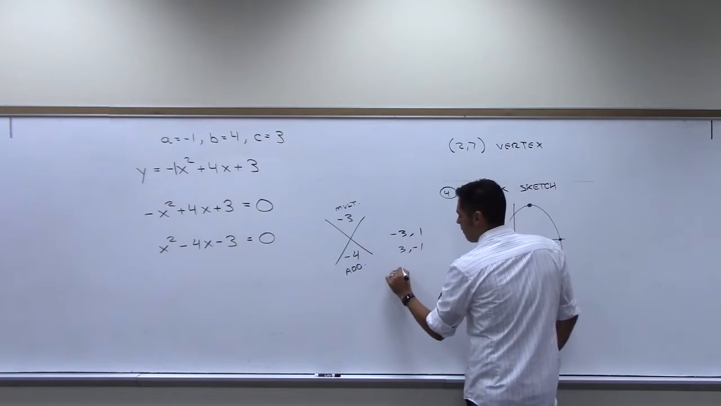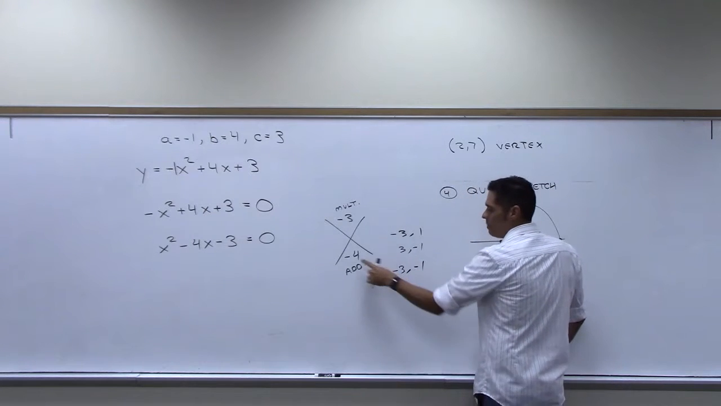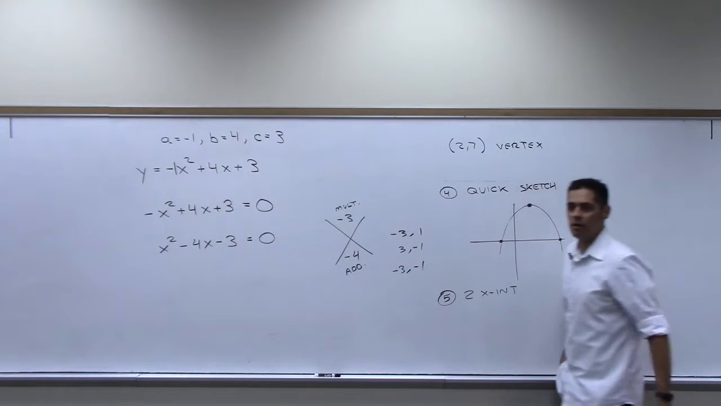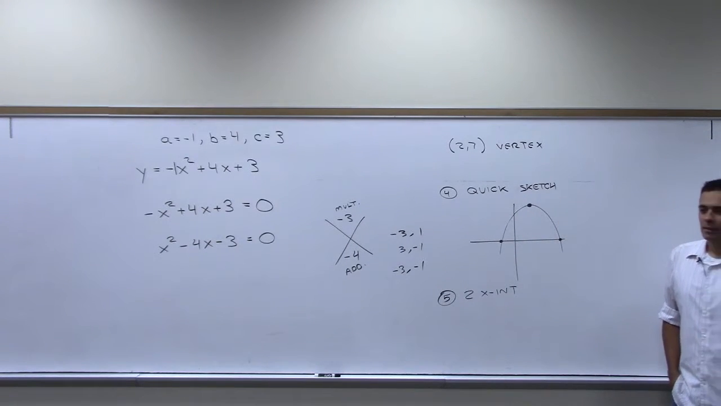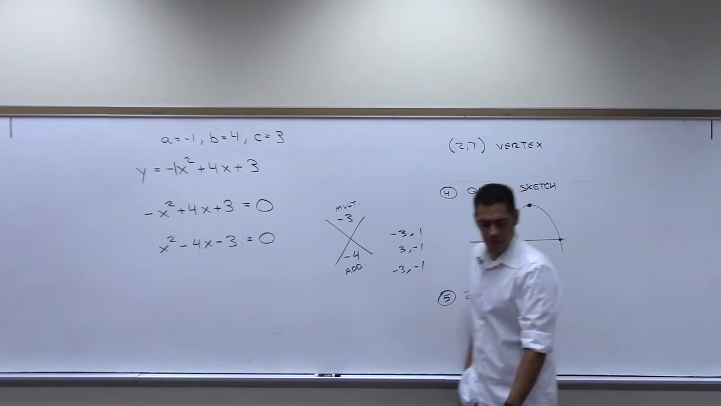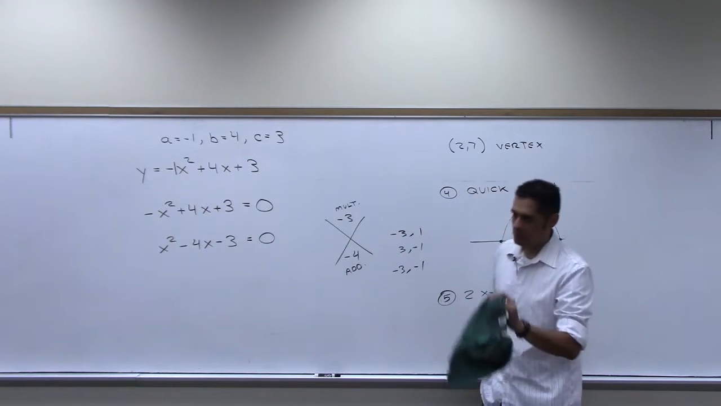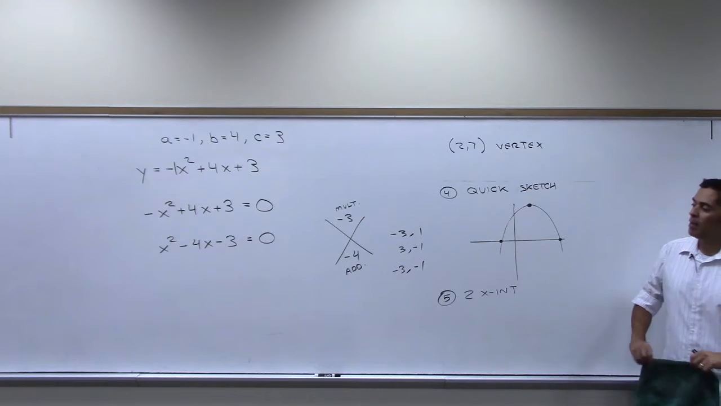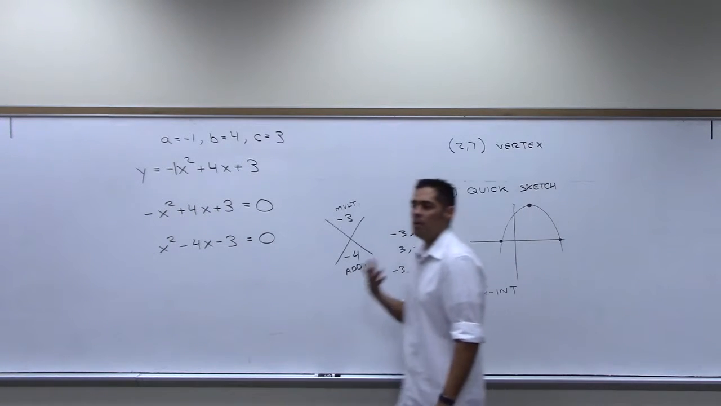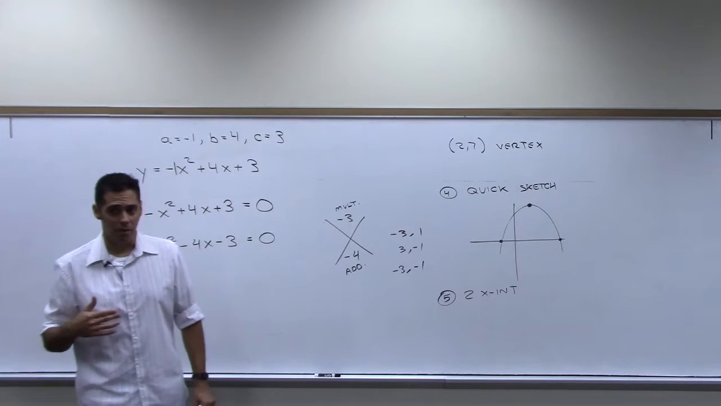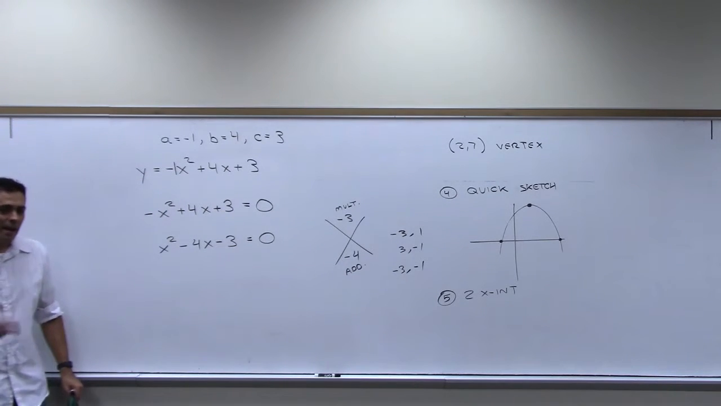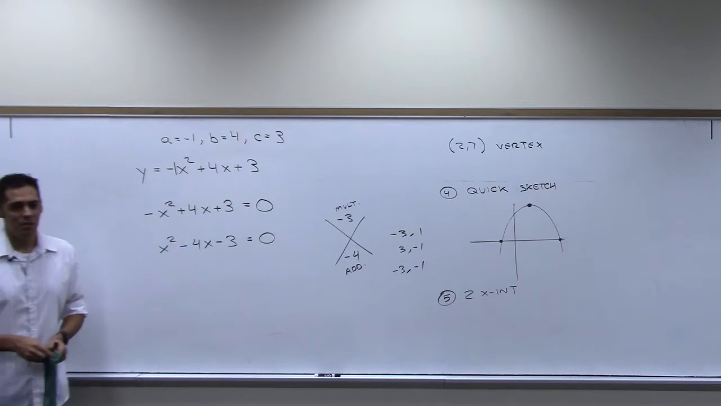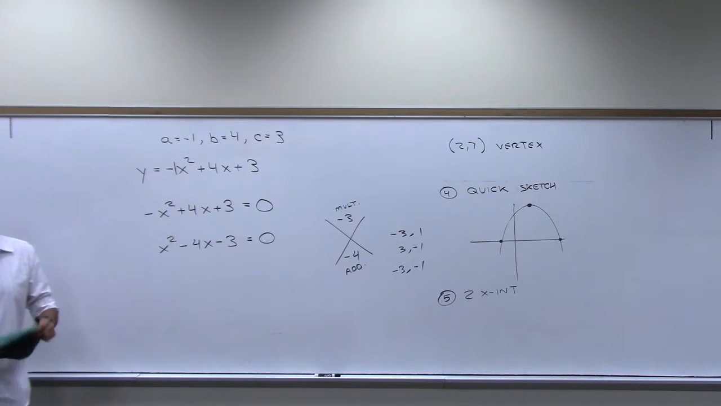Any other? -3 and -1. Those two would add up to be this, but they would multiply to be what? +3. That doesn't work. So is that prime? It's prime. We can't factor it. But what can we use? Remember, when we said prime, it just meant that we couldn't come up with the numbers. It did not mean it cannot be solved. Because now we have the quadratic formula. All right? So that's what we need. We need to use the quadratic formula here.